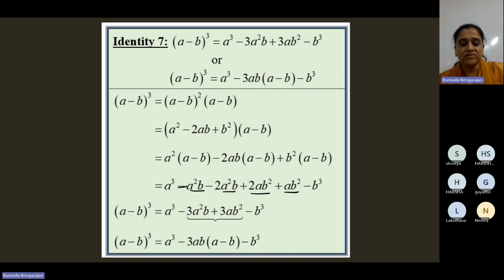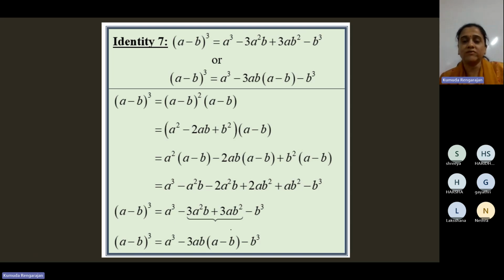All right, so minus 1a squared b minus 2a squared b is minus 3a squared b. Plus 2ab square plus 1ab square is plus 3ab square. Like terms. So this is minus 3a square b. This is plus 3ab square, then minus b cubed. a cubed and minus b cubed as it is. These two terms here, these two terms here. So 6 terms reduces to 4 terms.